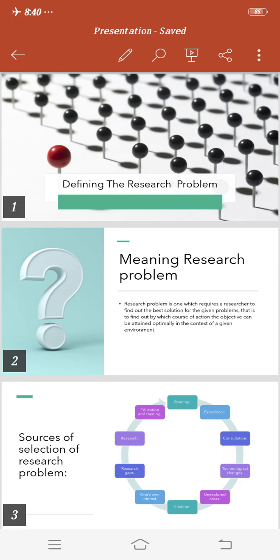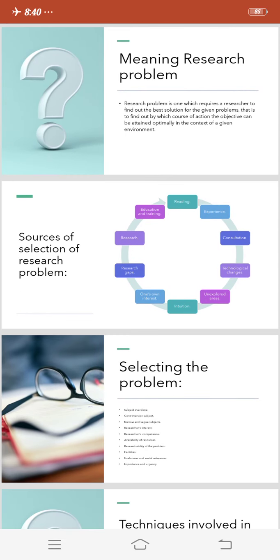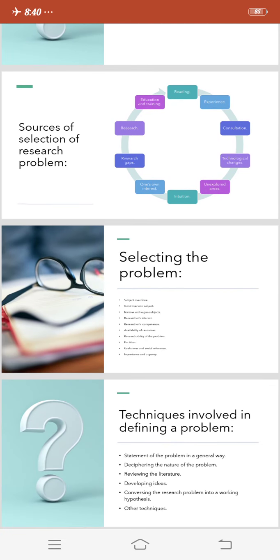Next one is selecting the problem. The points to be considered while selecting the research problem: while selecting a research problem, controversial, overdone, or too narrow topics should be avoided.